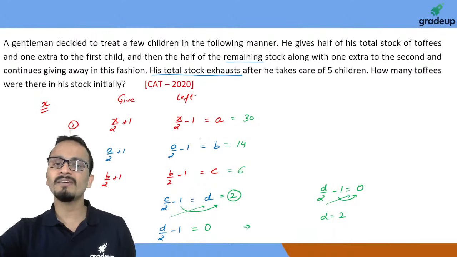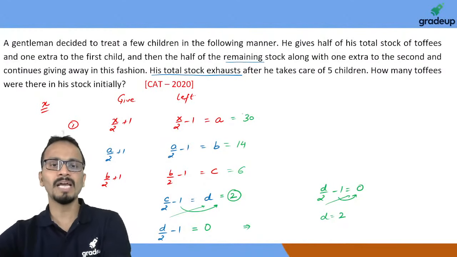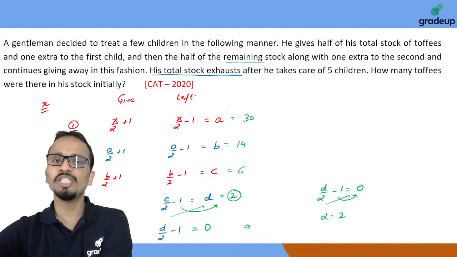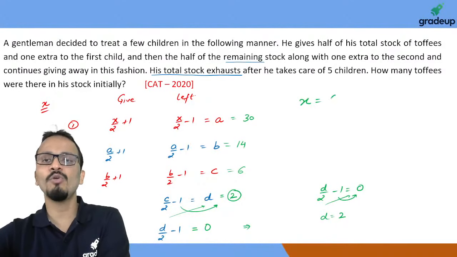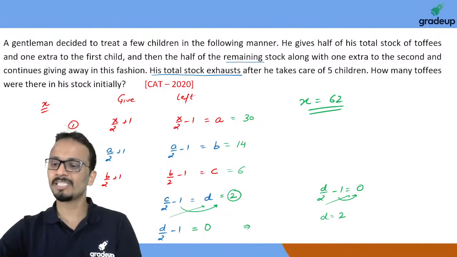And finally we'll get the value of X. So 30 plus 1 is 31, multiplied by 2 is 62. So I can say that the value of x will be equal to 62.